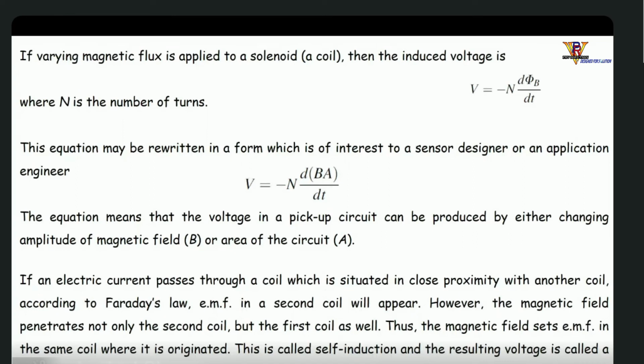Okay. So the magnetic field penetrates not only the second coil, meaning it produces a magnetic field in the second coil. But what happens? This magnetic field does not penetrate only the second coil, but it penetrates the first coil as well. So the magnetic field sets up an EMF in the same coil where it originated. This is called self-induction, and the resulting voltage is called self-induced EMF.